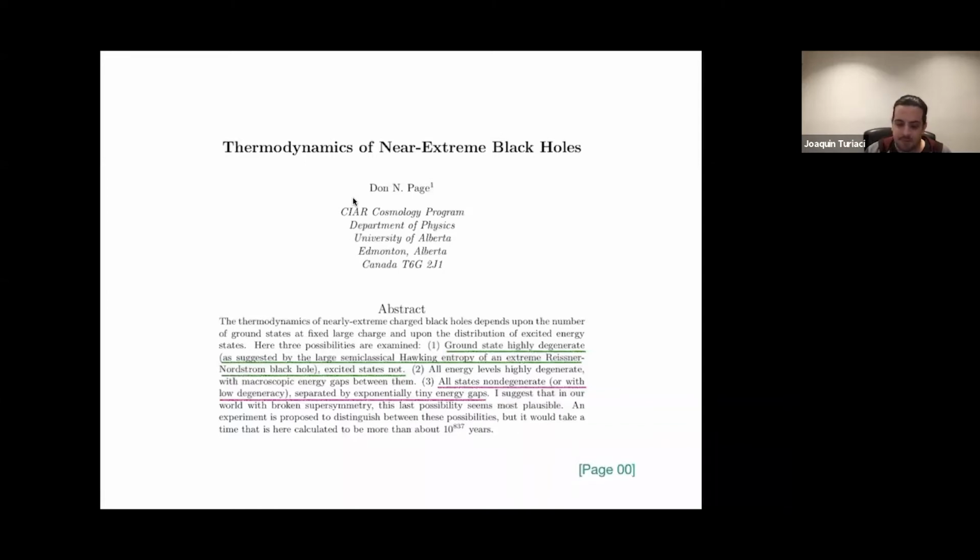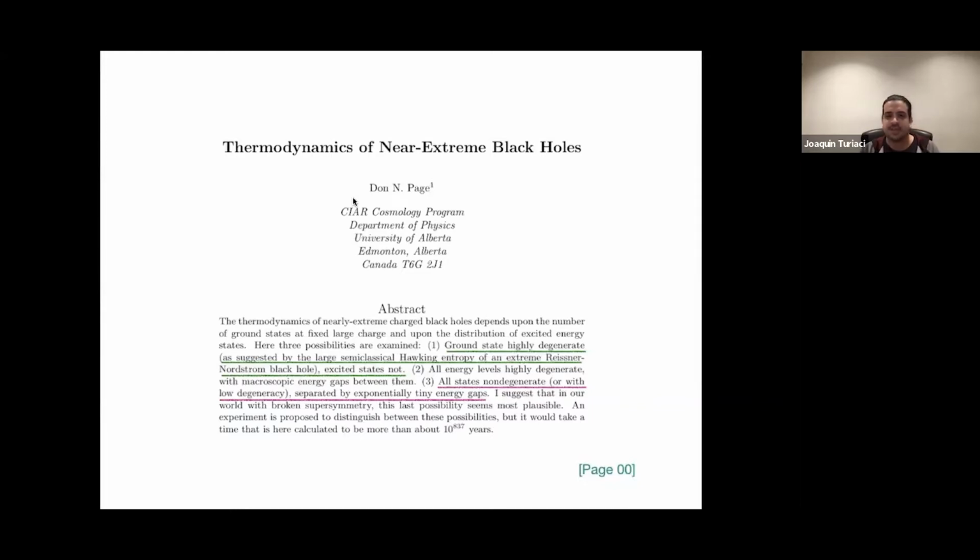This is from a paper of Page from 2000 that I like. I wanted to show it because he doesn't give an explanation, but he analyzes the possible logical resolutions of these issues. He mentions option 1 and option 3. The first one is ground state highly degenerate, excited states not, and this is what happens in the supersymmetric case. Option 3 is what happens in more generic cases, where all states are non-degenerate, separated by exponentially tiny gaps.